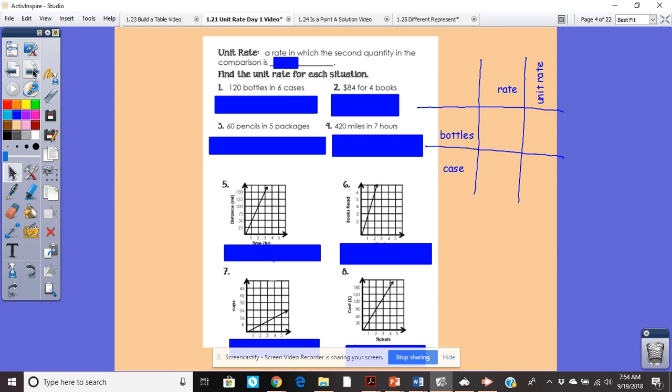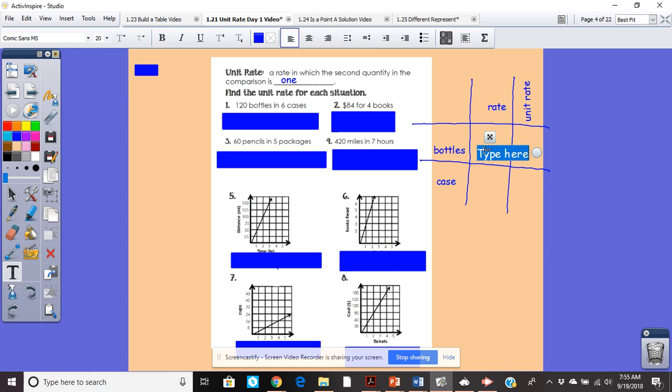All right, so unit rate. Unit rate is a rate in which the second quantity in the comparison is 1. And so one way that I've always taught how to solve these is using the tic-tac-toe method. So you draw a tic-tac-toe board and you label one of these sections rate, and the other section unit rate, and then these two horizontal lines are going to be your two objects that you're comparing. So here I'm comparing bottles and cases. And so what you're going to do is you just fill in the blanks. So I've got 120 bottles and I've got 6 cases. And if I want to know the unit rate, I want to know how many bottles are in one case.